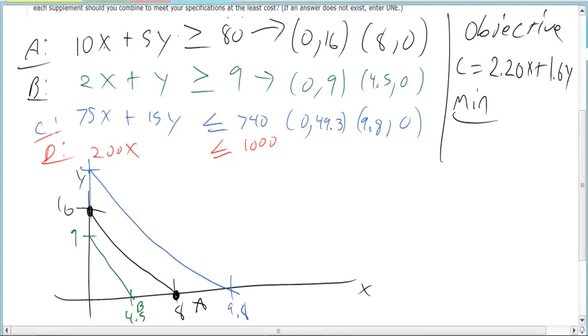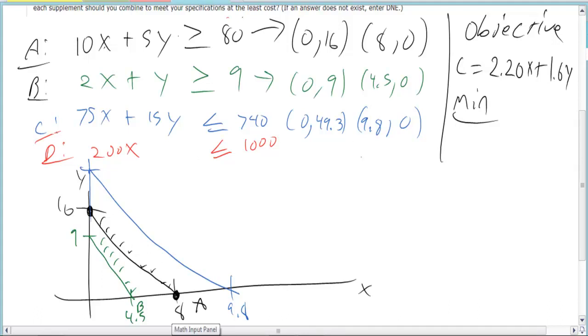So the first one here is greater than, so it's going to be shading up. So equation A is shading up. Equation B again is greater than, so it's shading up. So you can see everywhere that equation A is, it's going to satisfy B. So we really don't need that equation. It's not going to affect us at all because they're both shading up. So the black one, equation A, is going to be the more limiting equation.